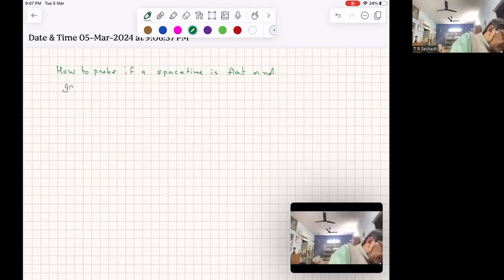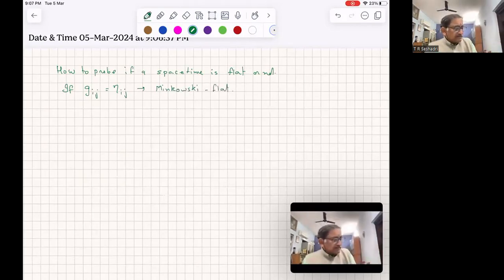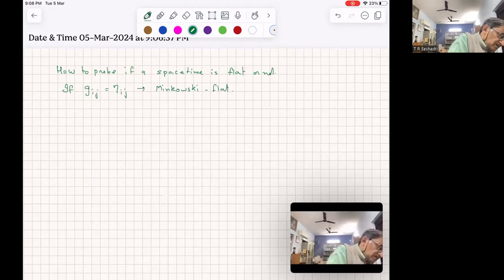Now, if g_{ij} is equal to eta_{ij}, of course it is flat. But the converse is not true. That is, if g_{ij} is not equal to eta_{ij}, it does not necessarily mean curved space-time.